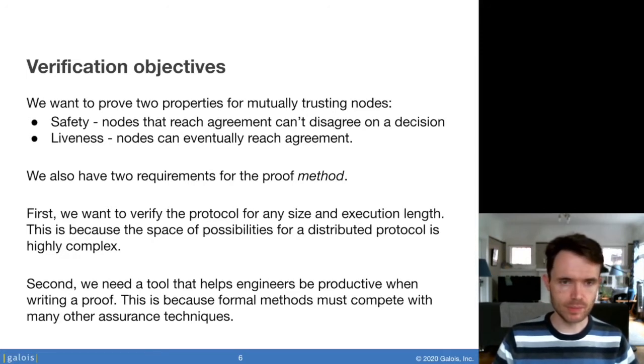This is a liveness property. We also have two requirements that play into our choice of tool. The first is we want to verify these properties for networks of any size and for executions of any length. This is because we don't know what size the system will reach in practice.